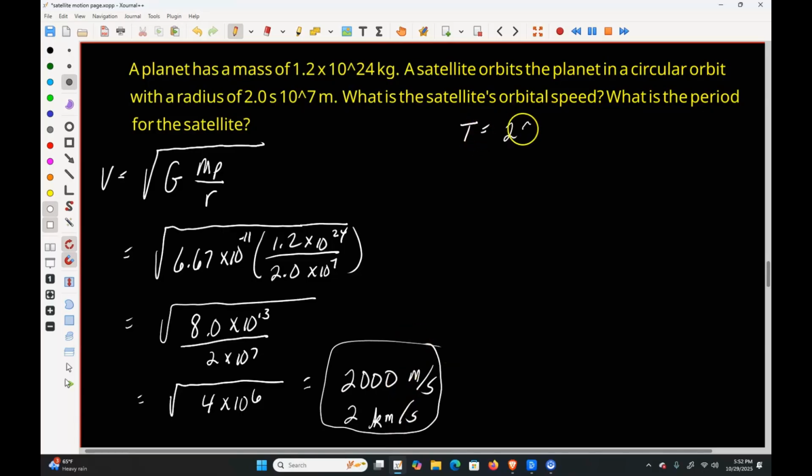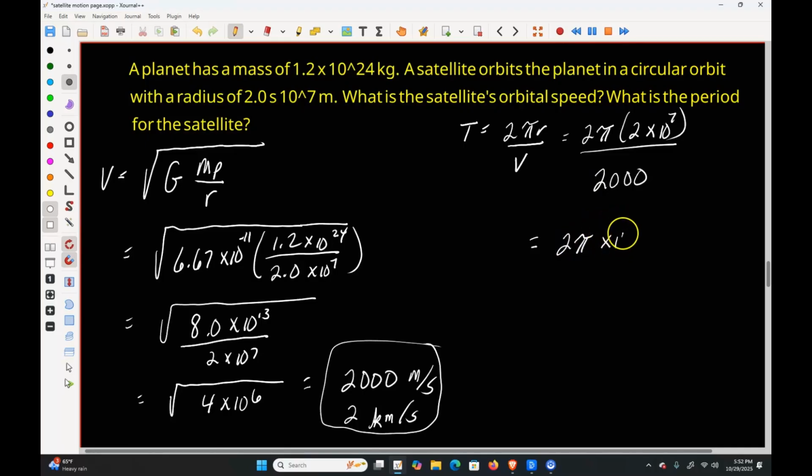The period is going to be 2 pi r over the velocity. So this is going to be 2 pi times 2 times 10 to the 7th divided by 2,000. So this gives me 2 pi times 10 to the 4th, which equals 6.3 times 10 to the 4th seconds.